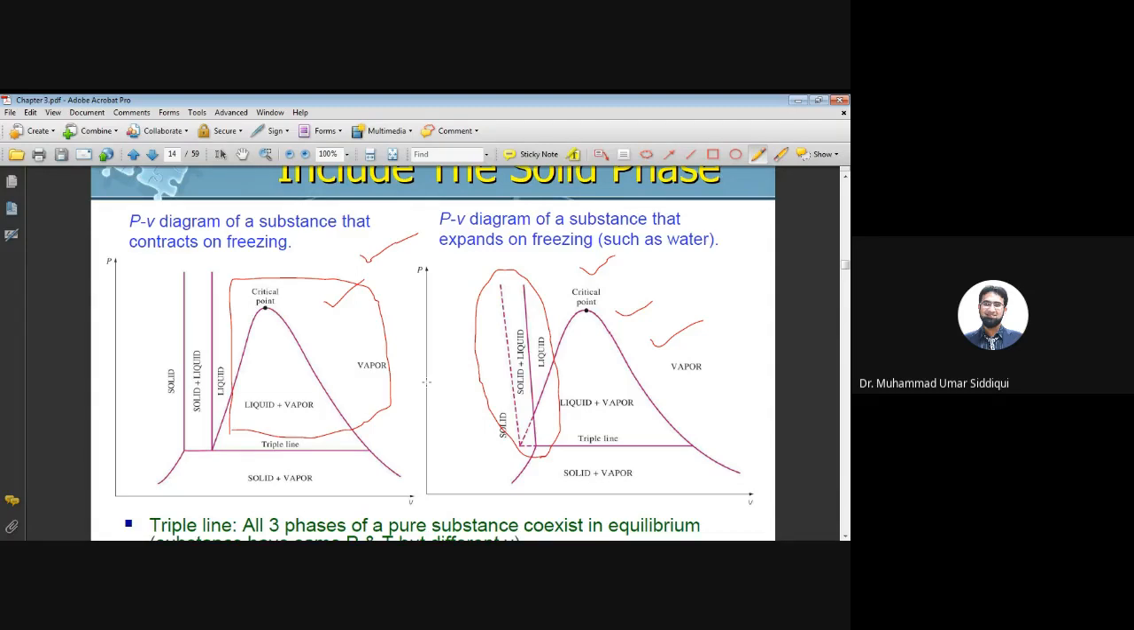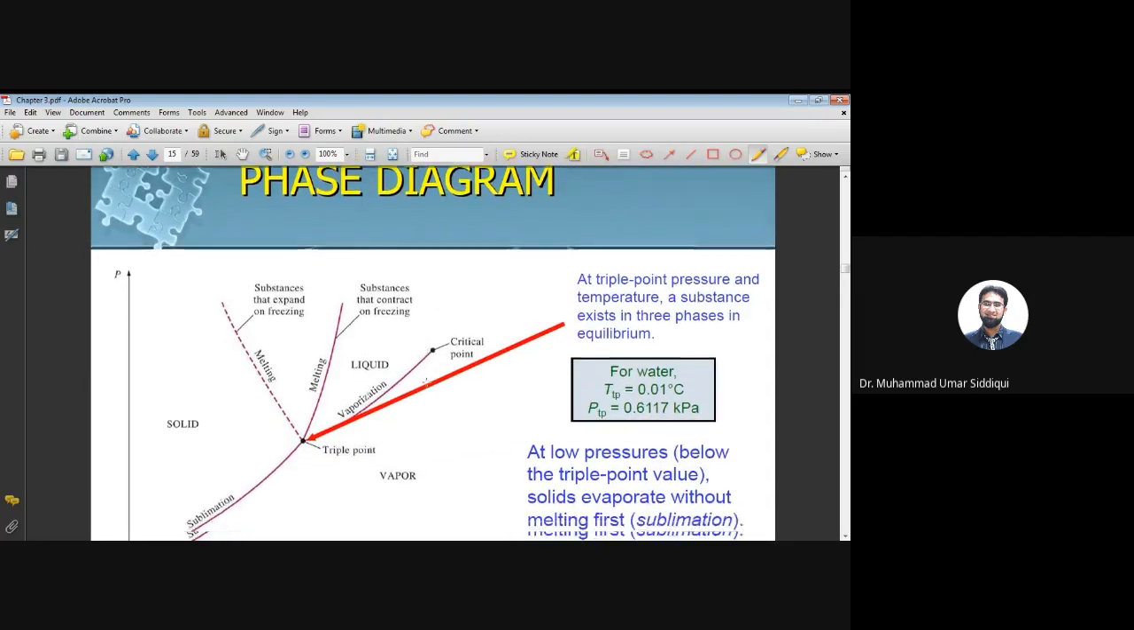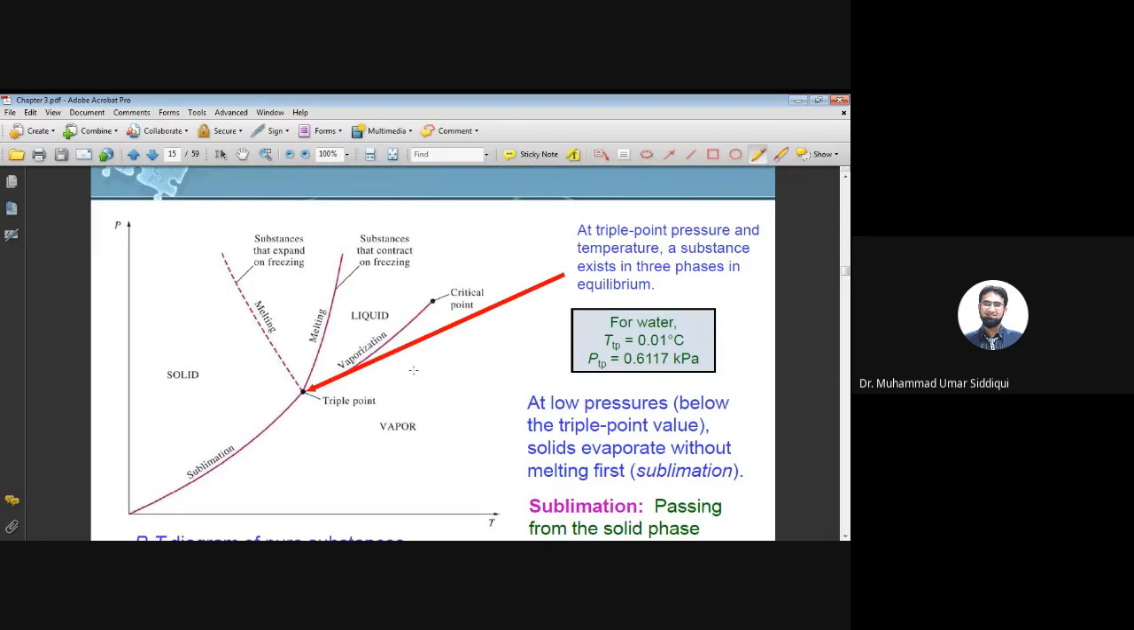So for each and every substance, there is going to be a triple point. For example, for each and every substance, there will be a specific critical point, and there will also be a specific triple point. This was the PV diagram. If you want to draw the PT phase diagram, then it will look like this.